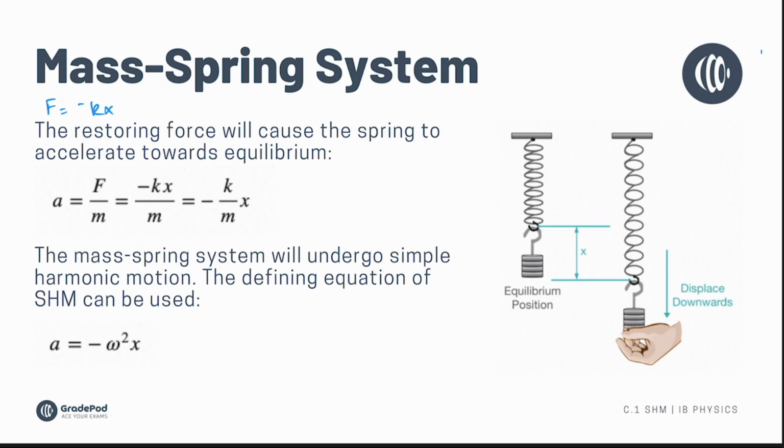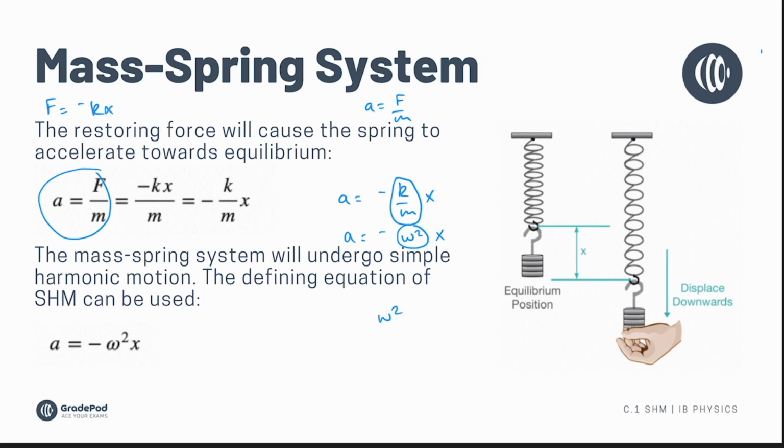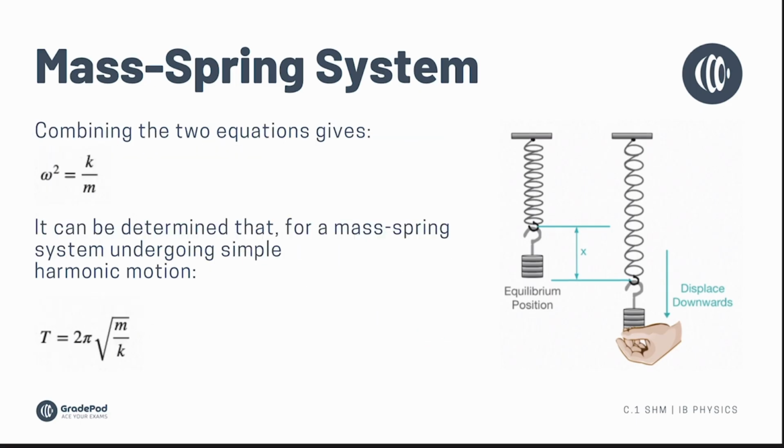And we know that a is equal to F over m. So let's take that, a equals F over m, and instead of F, let's put in minus kx and work through it a little bit. Well, what we can find is that a is equal to minus k over m x. That reminds me of something, because a is equal to minus omega squared x, which is a defining equation of simple harmonic motion. And if the spring is undergoing simple harmonic motion, which it is, then that tells us that omega squared is equal to k over m. Oh, there we go. Omega squared is equal to k over m.